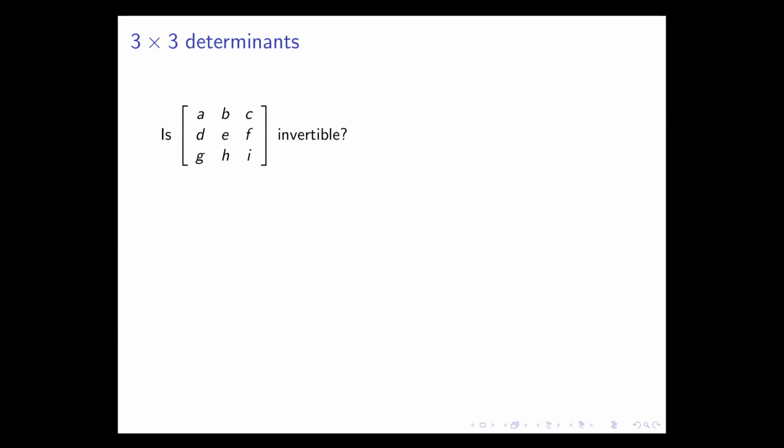In the 2x2 matrix case, we were able to reduce the invertibility question to whether the determinant of the matrix is 0 or not. Now let's see if you can do the same with 3x3 determinants. Take a 3x3 matrix with 9 entries, A, B, C, D, E, F, G, H, I, and let's ask ourselves, when is it invertible? Again, we need to make some assumptions. For simplicity, assume that A is not equal to 0.